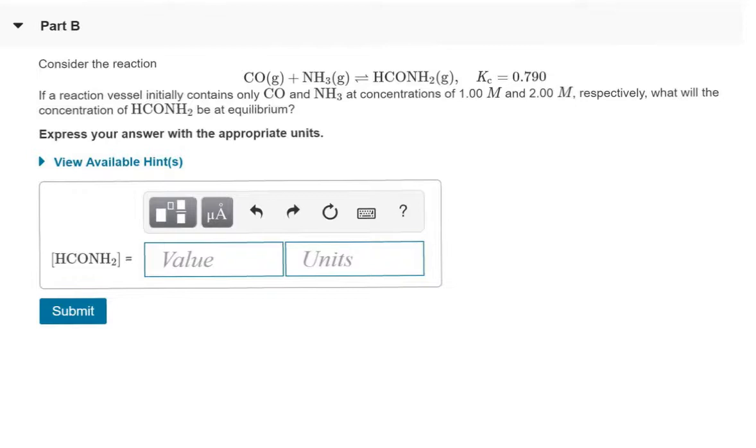Consider the reaction. Carbon monoxide plus ammonia yields, wow, not even going to try that. Not an organic chemist. And there's the equilibrium constant. If the reaction vessel initially contains only carbon monoxide and ammonia at concentrations of 1 molar and 2 molar respectively, what will the concentration of the product be at equilibrium?